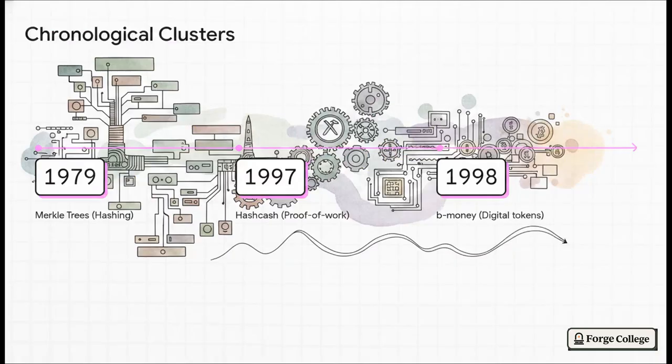Let's move to a quick example and see how this builds when we cluster technical innovations chronologically. We've got Merkle trees in 1979 for hashing, Hashcash in 1997 for proof of work, and B-Money in 1998 for digital tokens. Suddenly, you're not looking at a bunch of isolated random events anymore. You are looking at a clear, continuous line of technical evolution leading right to the doorstep of modern blockchain.